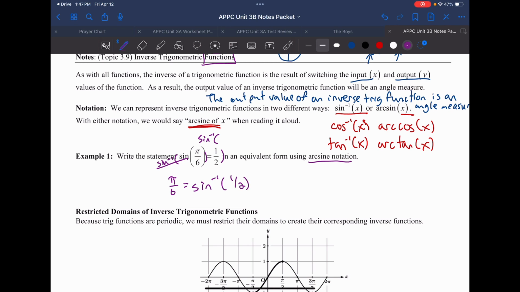But talking about arc sine notation, you could either write it the highlighted way here in green, or I could write the same thing. These are saying the exact same thing. I could say pi over 6 equals arc sine of 1/2. Either way, regardless of if I'm talking about the one highlighted in green or the one highlighted in yellow, I still say arc sine of 1/2 regardless.